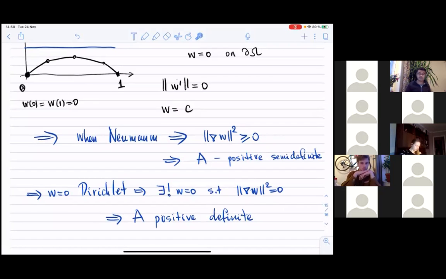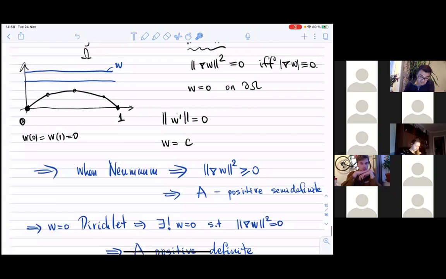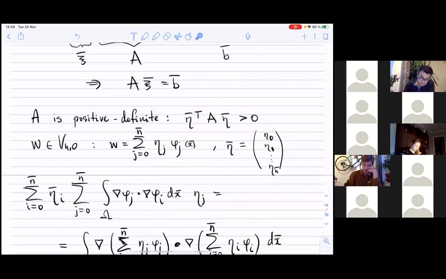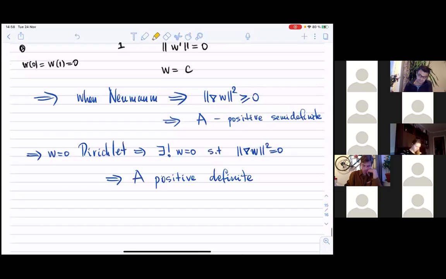And this is actually the definition of positive definiteness. Where was it here? This is true for any non-zero eta. But we showed that equality holds, equal to 0, if and only if this eta is identically equal to 0. So that's why the definition of positive definiteness says that A is actually positive definite when you have Dirichlet boundary condition.